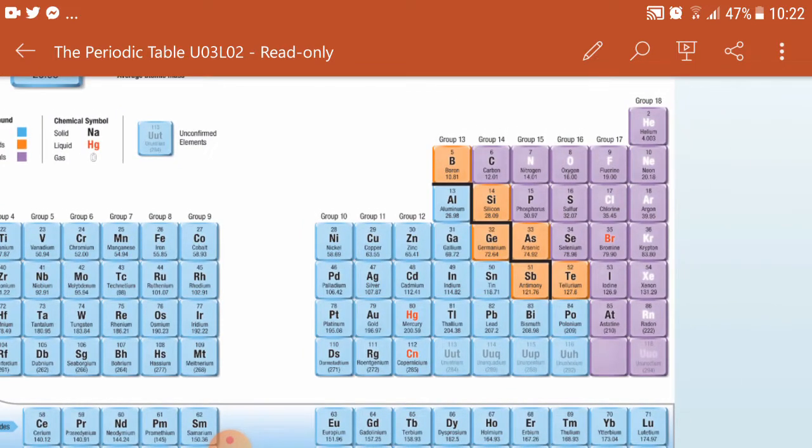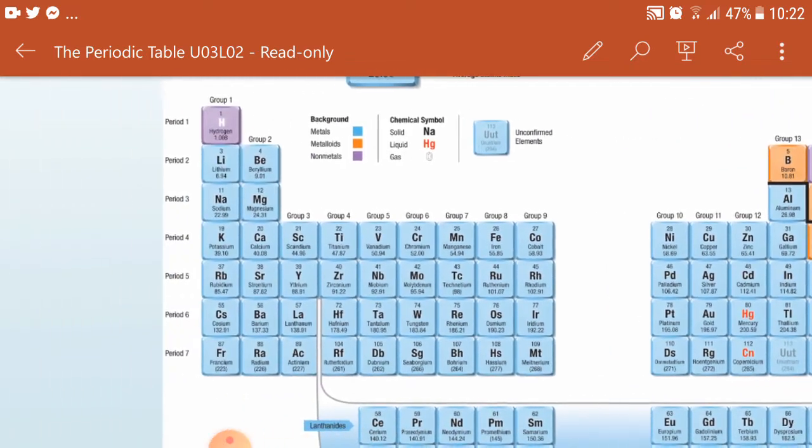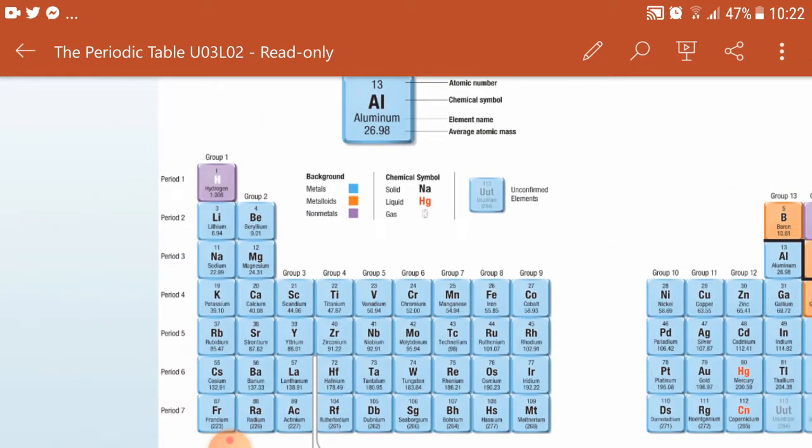But for me, I want you to concentrate on the atomic number, that the atomic number increases by 1 in every period from left to right.